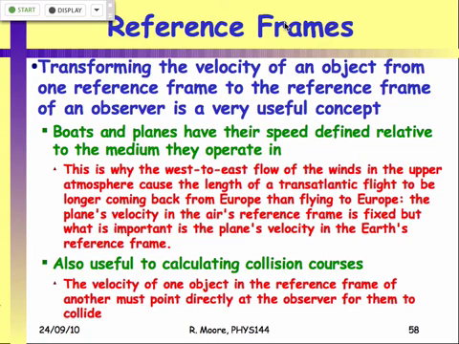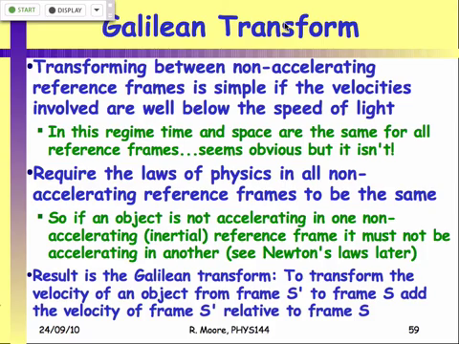Another time it's useful is if you're calculating collision courses. If you want one object to hit another object, one way of doing this is to calculate the velocity of that object relative to the target and make sure that the velocity is heading straight in towards the target and not going to miss it one way or the other. So it's useful for calculating collision courses.